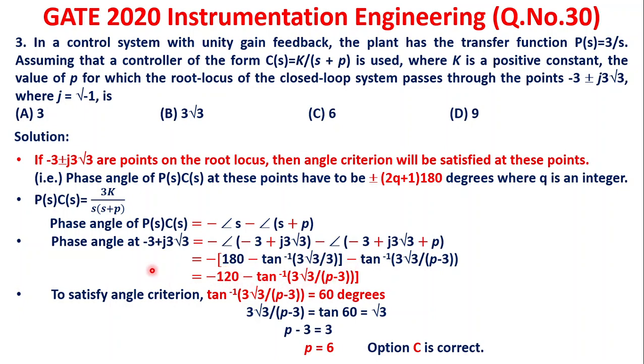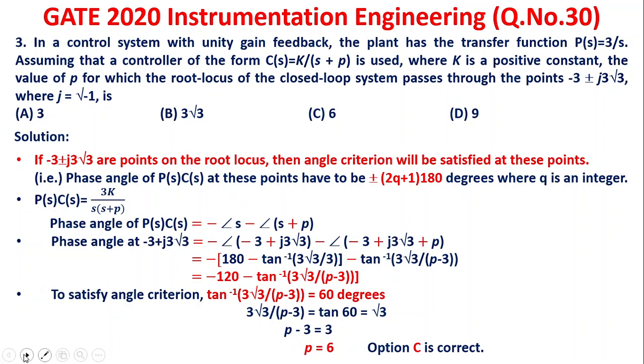Now if this point has to satisfy the angle criterion, that means this should be plus or minus (2q plus 1) into 180 degrees. Let us take minus 180, therefore tan inverse of this should be 60 degrees, that is what I have written. Taking tan on both sides, 3 root 3 by (p minus 3) equals tan 60, root 3. So if we simplify, p minus 3 is equal to 3 root 3 by root 3, which is 3. Therefore p is equal to 6. So option C is correct, that's all.